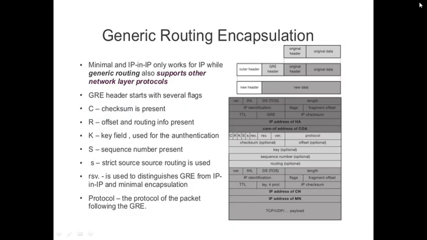And the last encapsulation process is generic routing encapsulation, GRE. Generic routing encapsulation, as I already told you, works from one suite protocol to another suite protocol. Minimal and IP in IP encapsulation work for IP, whereas generic routing will also support all other network layer protocols. Okay. And generic routing encapsulation allows the encapsulation of packets of one protocol suite into another protocol suite.